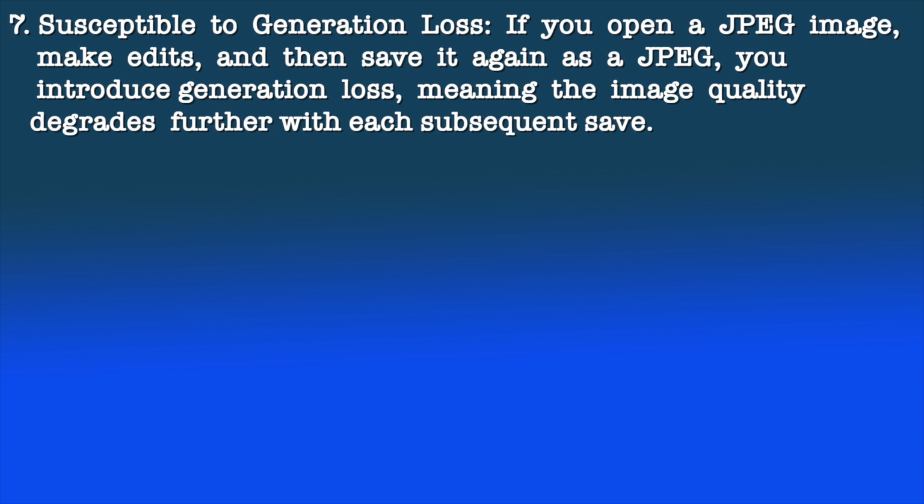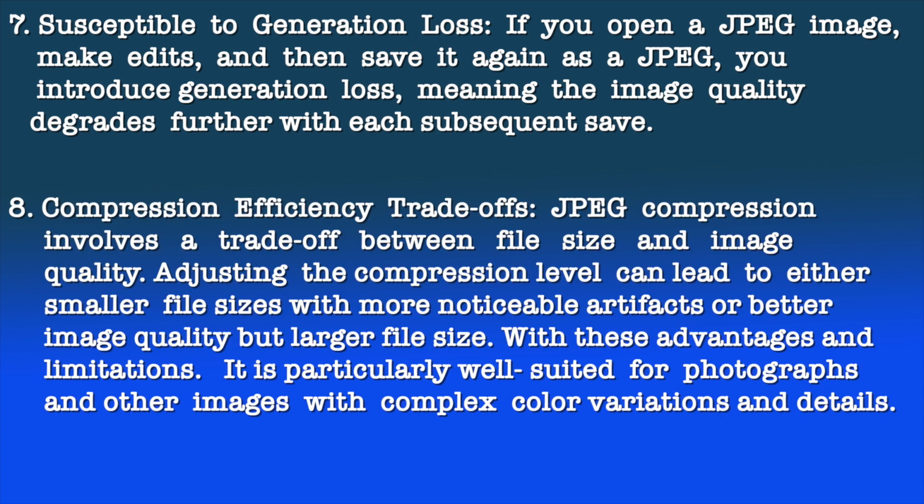The next drawback of this technique is compression efficiency trade-off. JPEG compression involves a trade-off between file size and image quality. Adjusting the compression level can lead to a smaller file size with more noticeable artifacts, or better image quality but a larger file size. With these advantages and limitations, it is particularly well suited for photographs and other images with complex color variations and details.